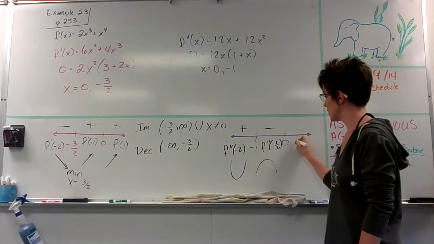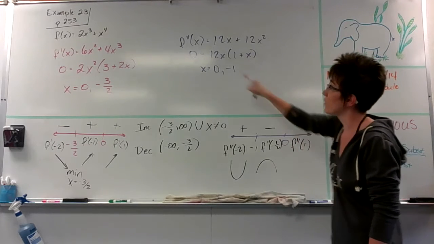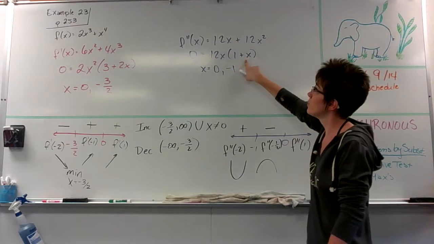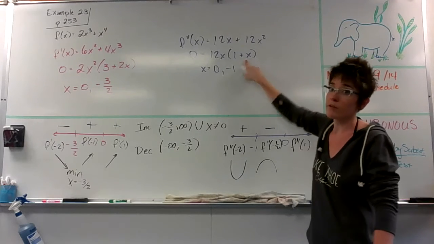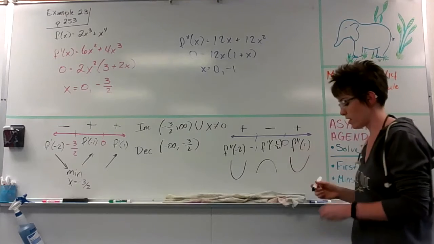Okay, double prime at, say, 1, because 1 lives over here. If I plug in 1, I get a positive. 1 plus 1 is positive, so 2 positives multiply to make a positive. So I've got concave up.